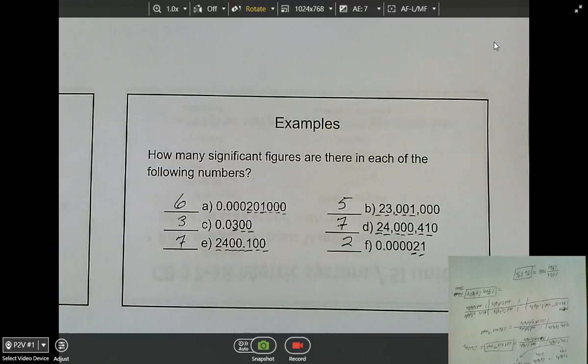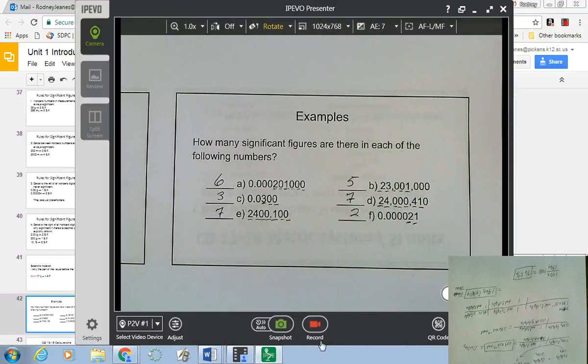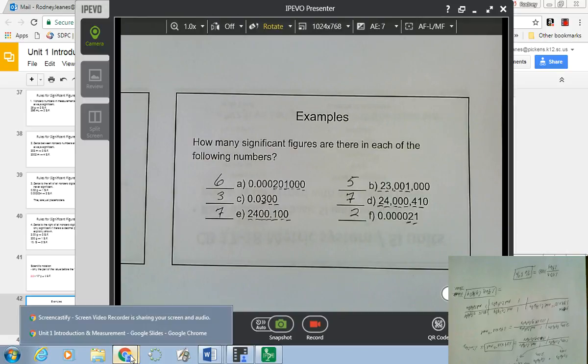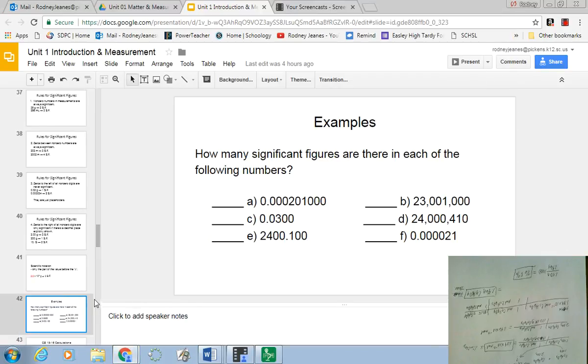All right. So hopefully you've got that. Sometimes that confuses some students, but hopefully you're on track with significant figures here. All right. Next slide.